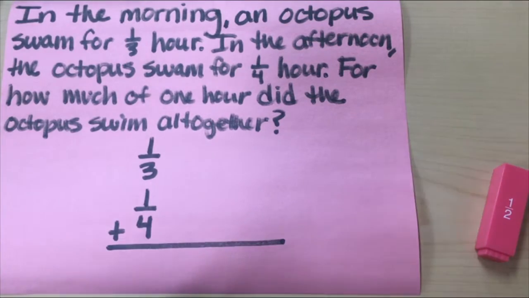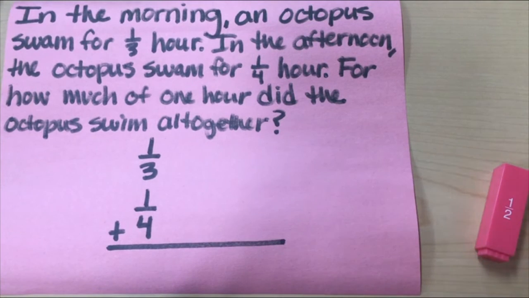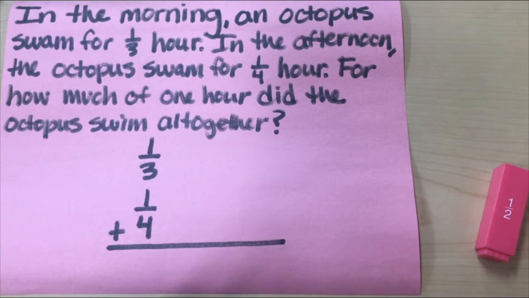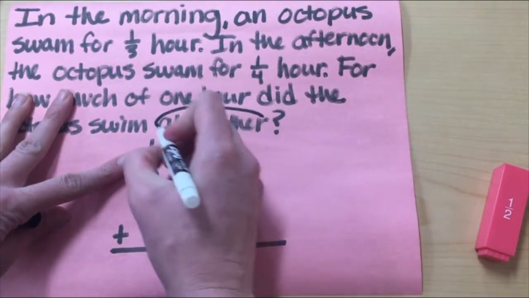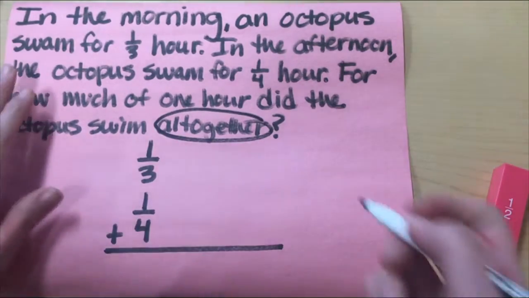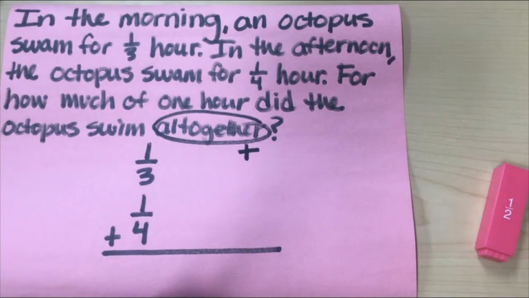So the problem is, in the morning, an octopus swam for 1/3 of an hour. In the afternoon, the octopus swam for 1/4 of an hour. For how much of an hour did the octopus swim altogether? The word altogether, if you're thinking about what operation to use, would be addition. So that's why we have an addition sign right there.